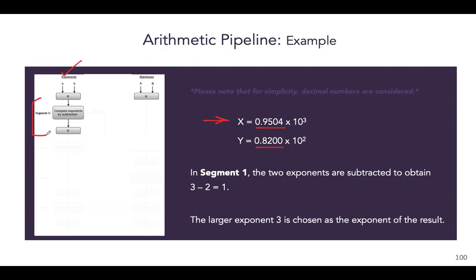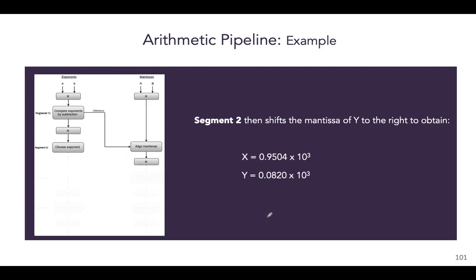In segment 1, the first step is to compare the exponents, these a and b, which were put in this register. That is 3 and 2. And you can see that the result is 1, right? Again, continuing from what you've learned about floating point addition, the larger exponent, which is 3, is chosen as the exponent of the result. So whatever result we get, this is going to be the exponent of that, right?